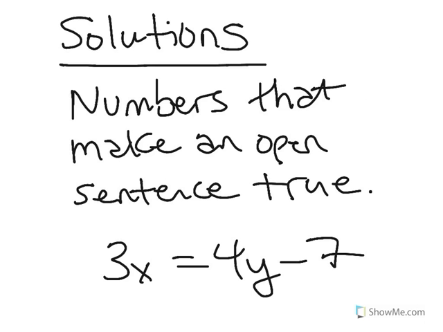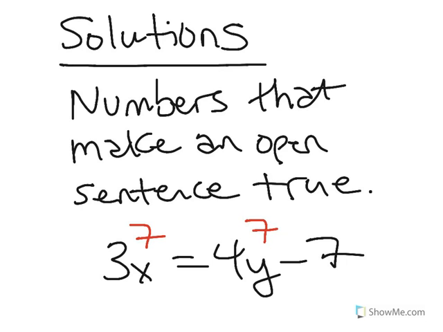When we talk about solutions to linear equations, we're talking about numbers that make an open sentence true. In other words, we want to know what numbers we might put into this equation, 3x equals 4y minus 7, to make it true. If we find a pairing of numbers that makes it true, then that ordered pair would be a solution. Consider then if x were 7 and y were also 7.